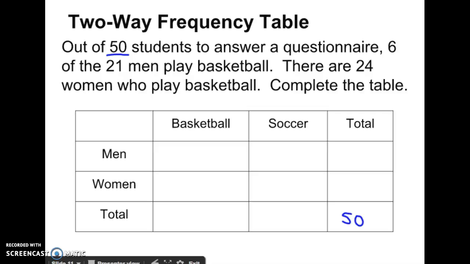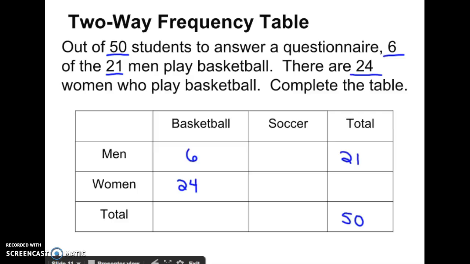So if you go to the next question, it says 6 of the 21 men play basketball. So I'm going to find where men and basketball overlap, and I know 6 of them play basketball, and I know that there's 21 men total. Okay, so there's the other number. And then it says there are 24 women who play basketball. So I'm going to find where women and basketball intersect, and I'm going to go ahead and put a 24 there.